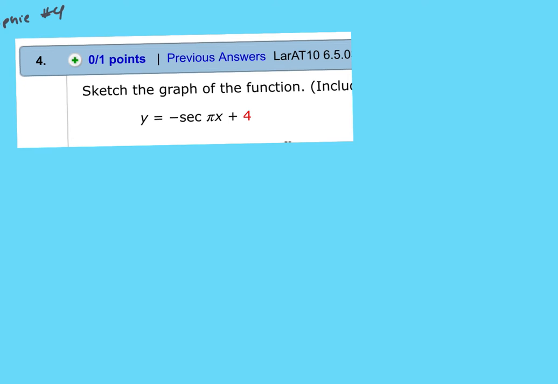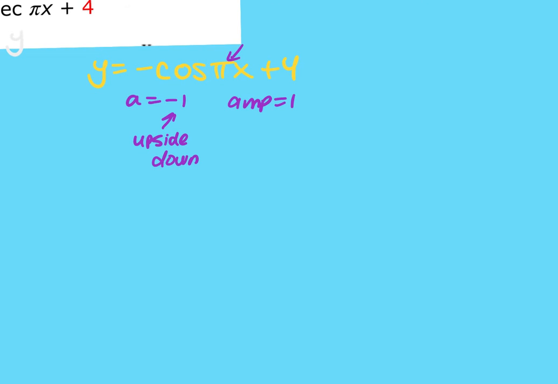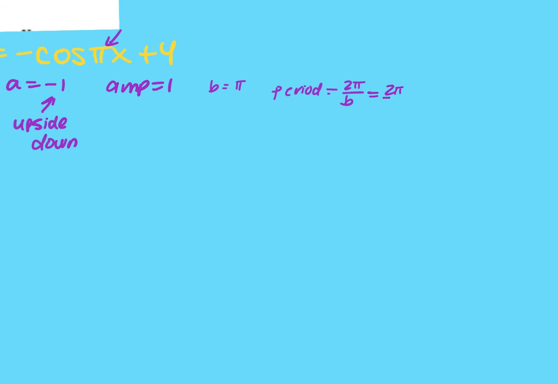Okay. Then, all right, this one is secant. So the first thing we're going to do is graph cosine. y equals negative cosine pi x plus 4. So my A is -1, which tells me it's going to go upside down. And then the absolute value of A is the amplitude, so that's 1. The B is what's in between the trig function and the x. So B is pi. The period for sine and cosine is 2 pi over B, 2 pi over pi, which is 2.